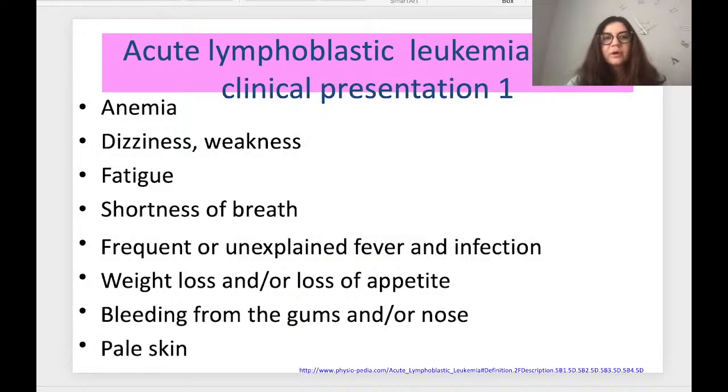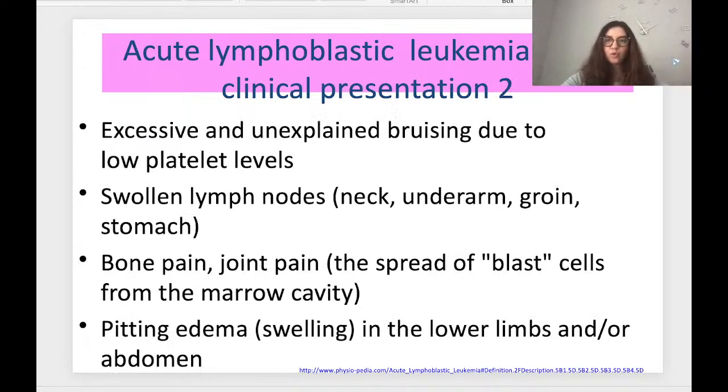Clinical presentation of acute lymphoblastic leukemia includes anemia, dizziness, weakness, fatigue, shortness of breath, frequent or unexplained fever and infection, weight loss and loss of appetite, bleeding from the gums or nose, and pale skin. Moreover, we can see in such patients excessive and unexplained bruising due to low platelet levels, and swollen lymph nodes, which most often we can find during objective examination on the neck, underarm, groin, stomach, as well as bone pain, joint pain due to the spread of blood cells from the marrow cavity, and pitting edema like swelling in the lower limbs and abdomen.